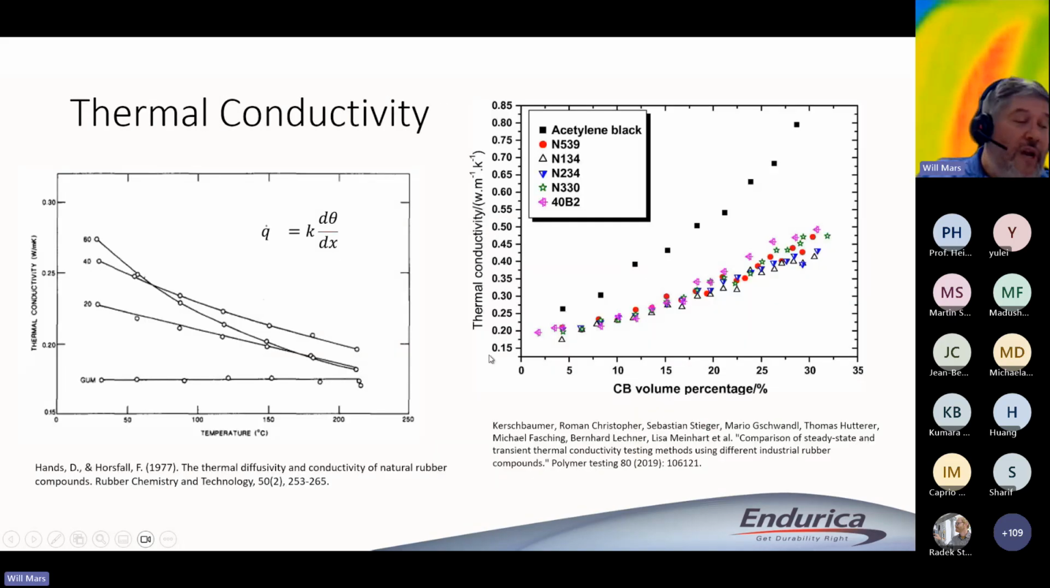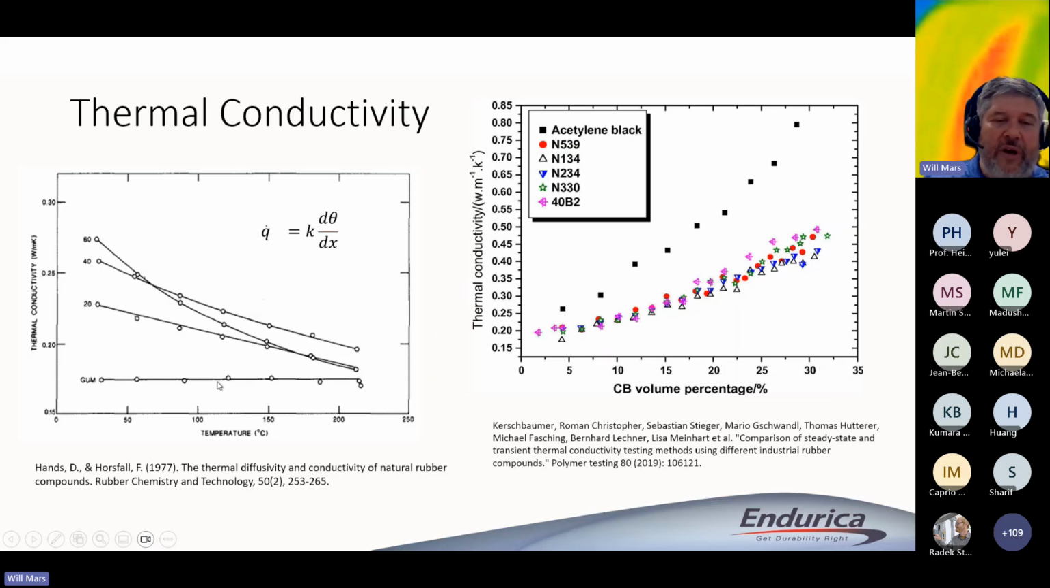Now, of course, when you're looking at thermal transport properties, you not only have to think about the self-heating or the heat rate, but you also have to think about the possible temperature dependence of the transport properties themselves. So this is a plot showing 2 studies. There's actually quite a bit of literature out there about the temperature dependence of thermal conductivity. And just like everything else in rubber, it's kind of a complicated story.